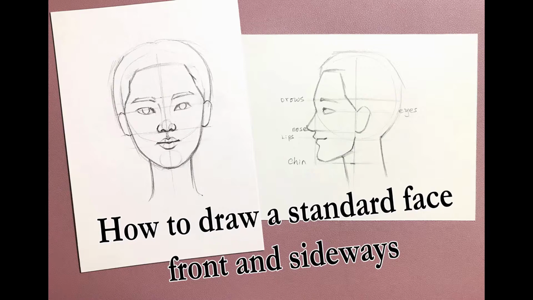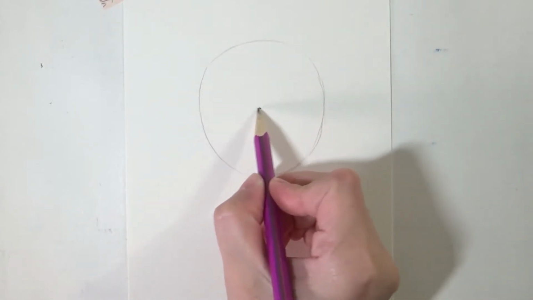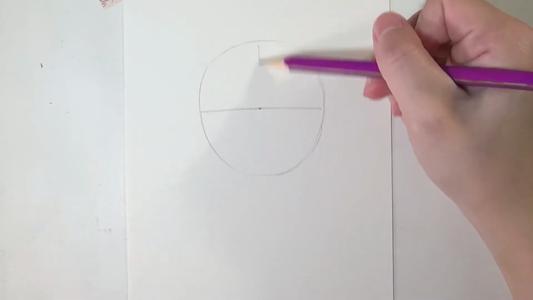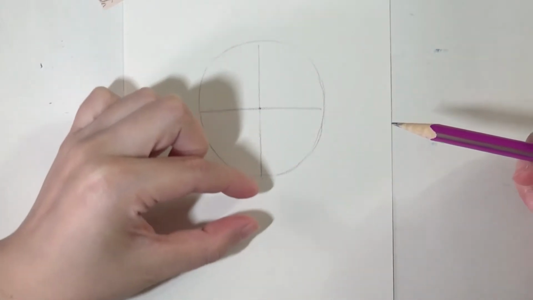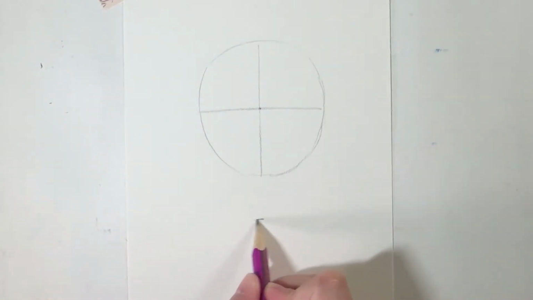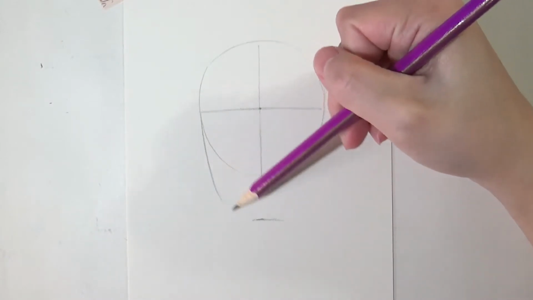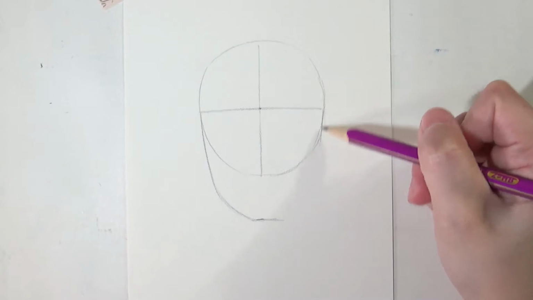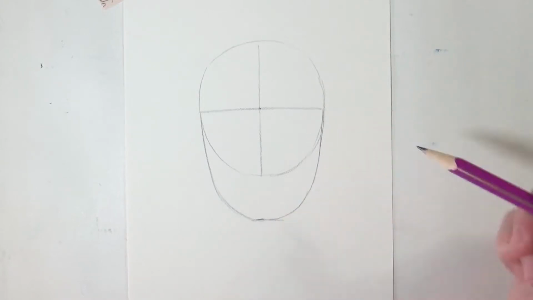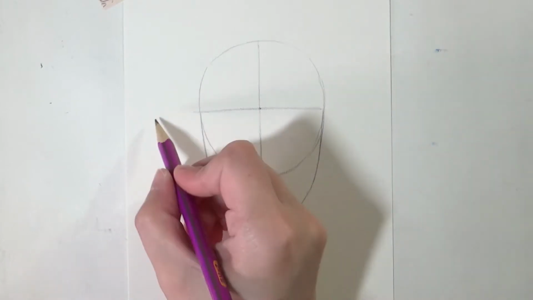Today I want to share how I draw a face from the front and sideways. First, I will draw a circle, then put a point in the center and draw a cross to separate it evenly into 4 parts. And then measure 1/4 length of the circle, bring it down to the bottom, and that will be the chin. Now from both sides of the circle, I draw the general outline of the face down to the chin. I will also draw the center line to be sure the face is symmetrical.